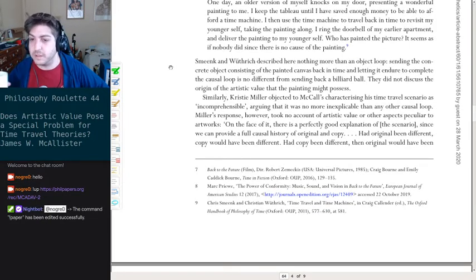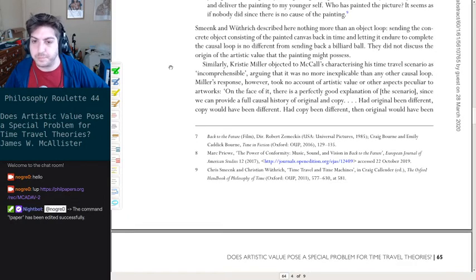Meek and Woolrich describe here nothing more than an object loop. Sending the concrete object consisting of the painting canvas back in time and letting it endure to complete the causal loop is no different than sending back a billiard ball. They did not discuss the origin of the artistic value that the painting might possess. Similarly, Christy Miller objected to McCall's characterizing his time travel scenario as incomprehensible, arguing that it was no more inexplicable than any other causal loop. Miller's response, however, took no account of artistic value or other aspects peculiar to artworks.